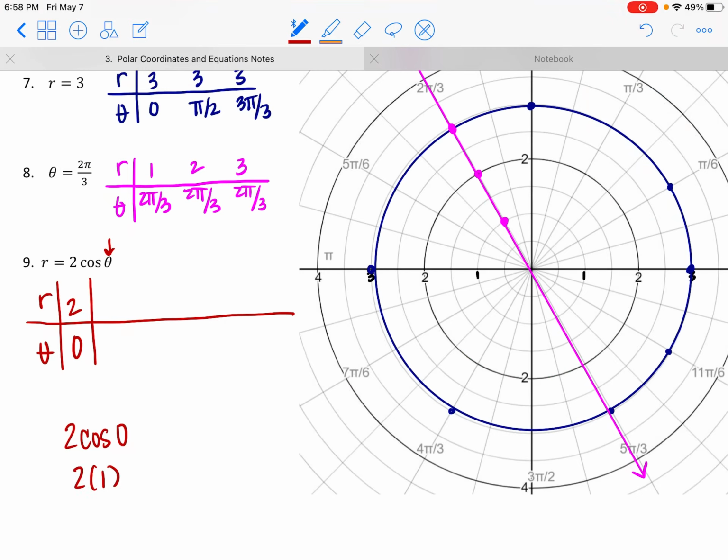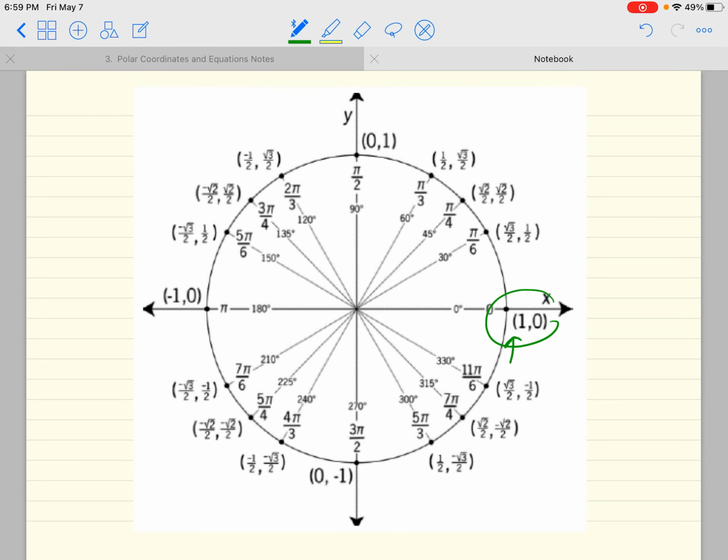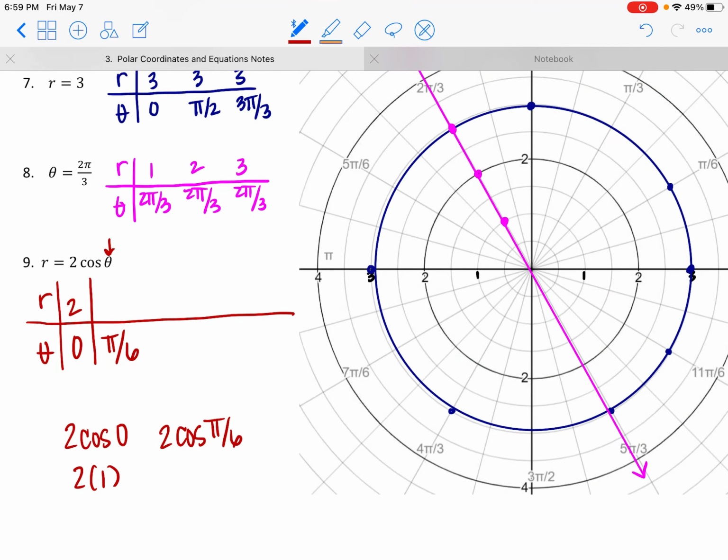And let's go to an angle of, how about pi over 6? Okay, pi over 6, 2 times the cosine of pi over 6 when I plug that in. Cosine of pi over 6 right there is radical 3 over 2. And if I multiply 2 times radical 3 over 2, then I'm just left with radical 3. So I get a radical 3 for my radius, and that is about 1.7.